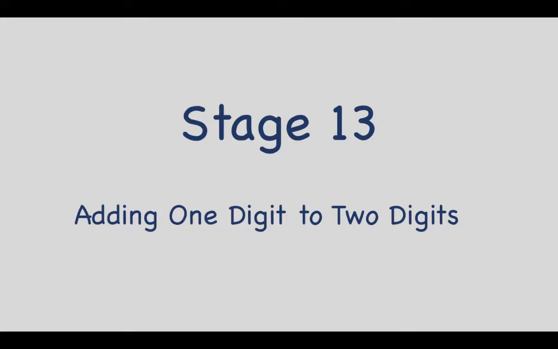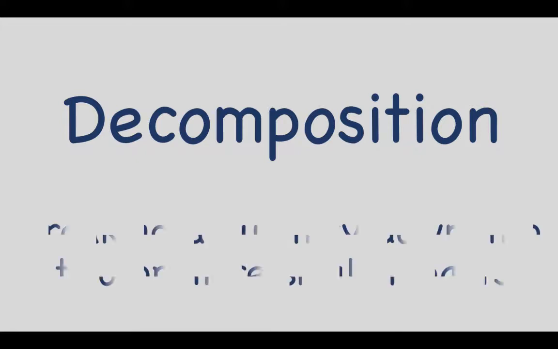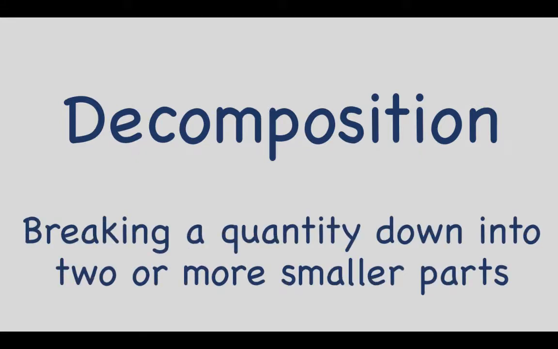When students understand the decade structure of the base 10 number system and are able to use that understanding to add 10 to any number within 100, they are ready to add one digit to two digits with regrouping. This stage provides a perfect opportunity for students to master the strategy of decomposition, or breaking a quantity down into two or more smaller parts.